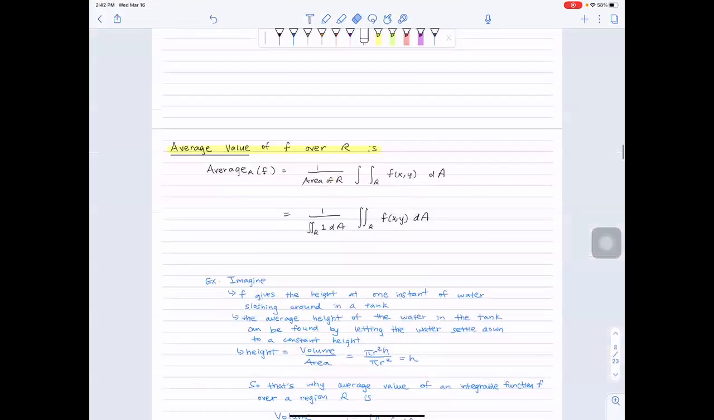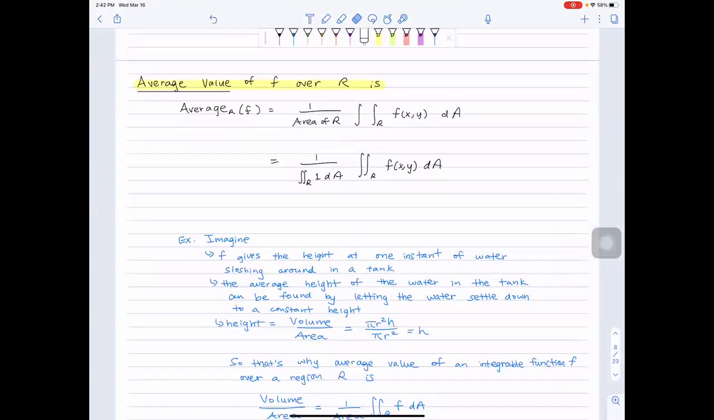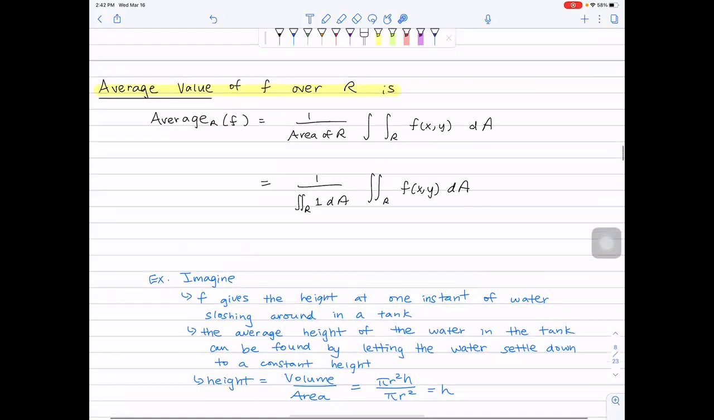Okay. Then we have the average value of f over R. The average value in general is always going to be either a double integral or triple integral of your function divided by that same double or triple integral, but with 1. Specifically for the average value of f over some 2D region, this integral of 1 dx dy, we found, is the area of our 2D region. So it's just the area of R.